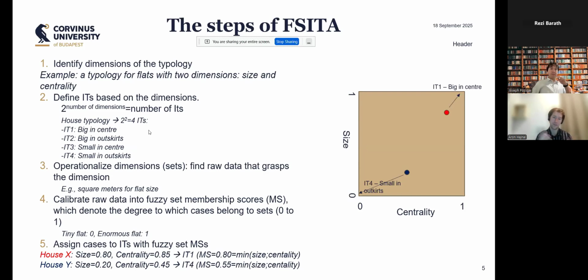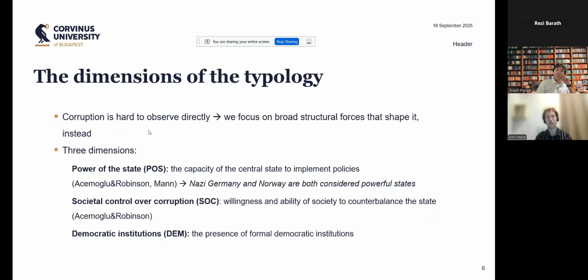So now I will proceed by doing the same stuff, basically just with corruption and not with houses. So first, we defined dimensions based on which we demarcate these corruption types. Because corruption is very hard to observe, and as we know, it's very hard to find good data on corruption. Rather than looking for data on corruption per se, we sought to describe the broad structural forces that shape corruption, and the dimensions capture these structural factors.